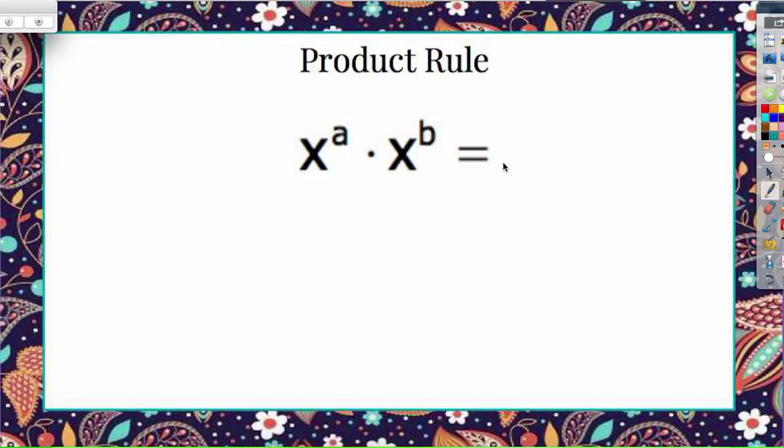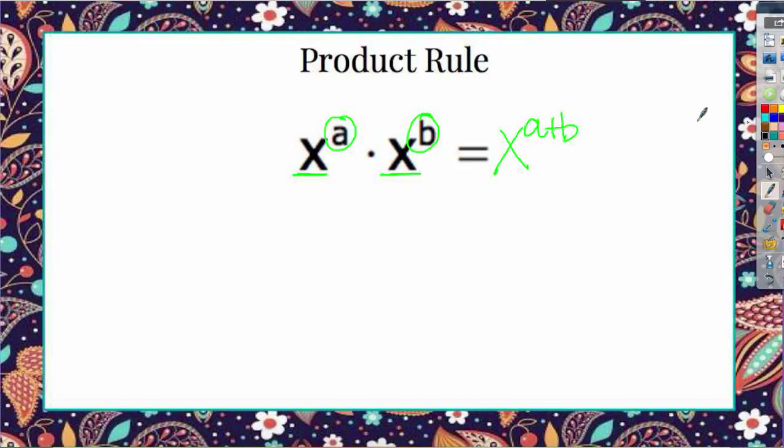Alright, so the first official rule we're going to review is the product rule. And the product rule only works, in fact, all of these only work if you're dealing with the same base. So the same variable being multiplied by itself or the same number being multiplied by itself. When this occurs, there is a pattern that exists that allows us to just add the existing exponents. So we would keep the base the same, but we would be adding the exponent. So x to the a times x to the b is really x to the a plus b.